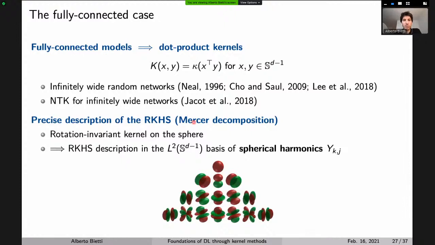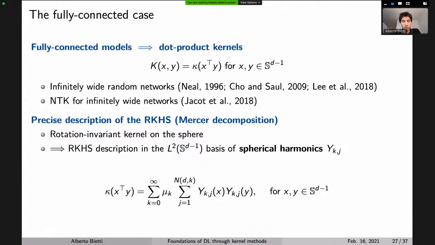In this case, you can actually give a precise characterization of the RKHS in terms of a basis of spherical harmonics, which is quite similar to the Fourier basis, except it's on the sphere. So you can write this Mercer decomposition of the kernel kappa in this eigenbasis Y_kj, where k plays the role of a frequency. If you look at 2 dimensions, the sphere is the circle, and this will exactly be the Fourier series on the circle. But if you go to higher dimensions, you have other harmonics that come up, a few more of them for each frequency. And you can study similar properties.